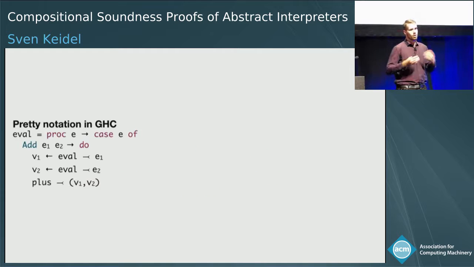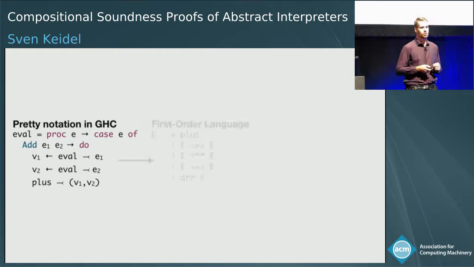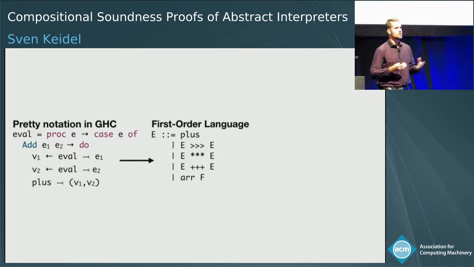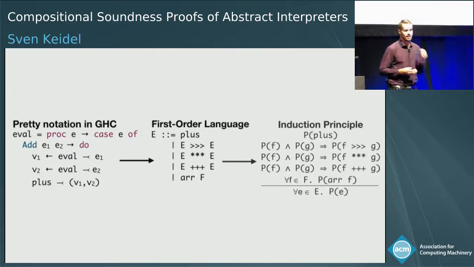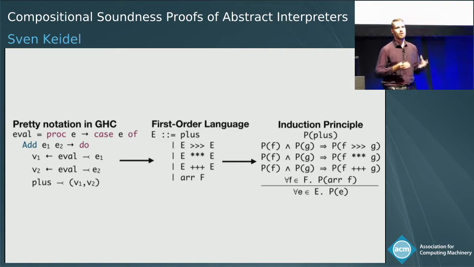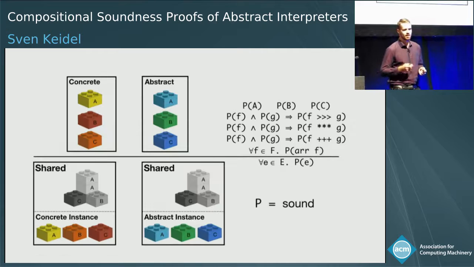Furthermore, we can describe the code of the interpreter itself with a proc notation which is built into GHC. And this proc notation looks very similar to monadic do notation. However, under the hood, this proc notation desugars to a first-order language, which consists of a number of arrow operators and user-defined operations such as plus in this example. And the specific property of this language is that it's a first-order language, which means we get a suitable reasoning principle, namely an induction principle. So let me tell you how this induction principle now helps us to compose a soundness proof.